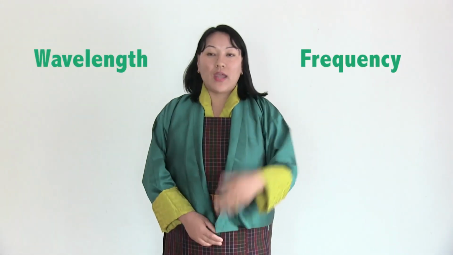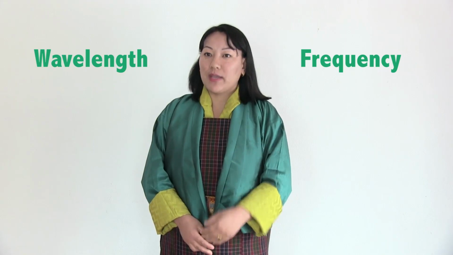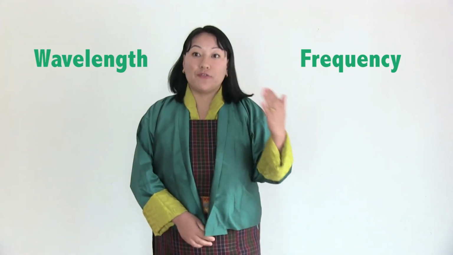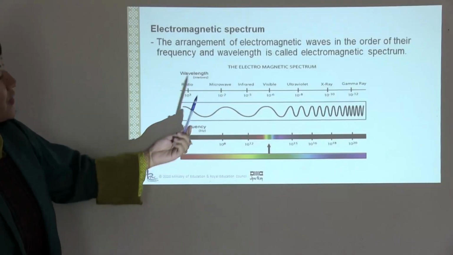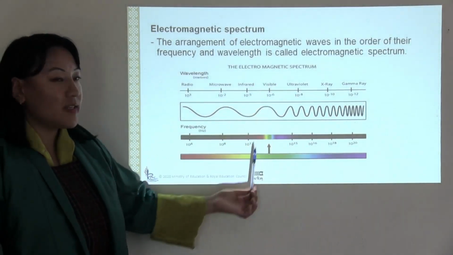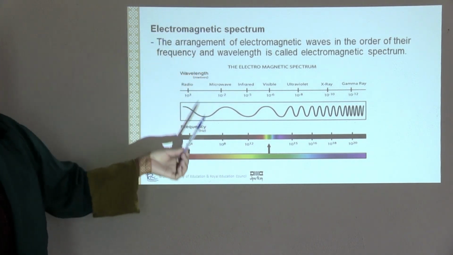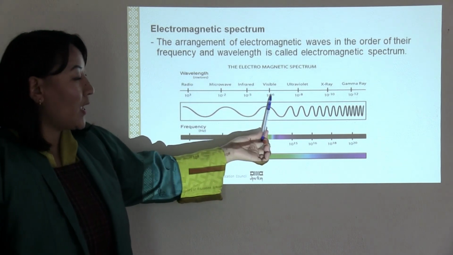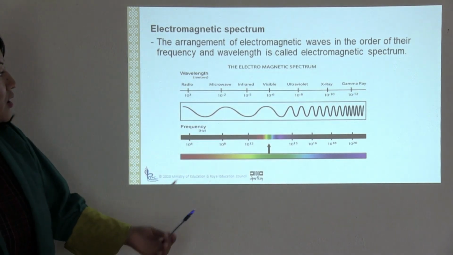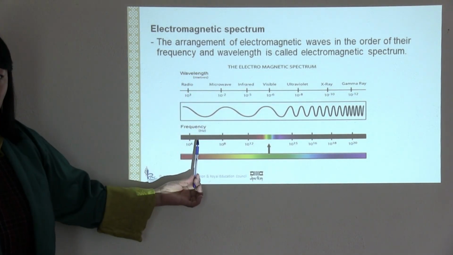The Sun is the main source of electromagnetic waves, and all those electromagnetic waves are arranged in their order of frequency and wavelength. And this process of arranging electromagnetic waves in the order of their frequency and wavelength is known as the electromagnetic spectrum. This is the image of the electromagnetic spectrum. And as stated in the definition, these waves are arranged in the order of wavelength and frequency.